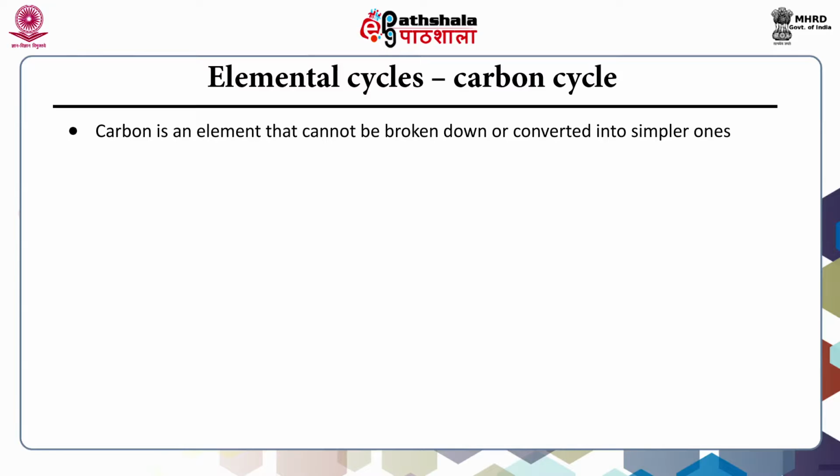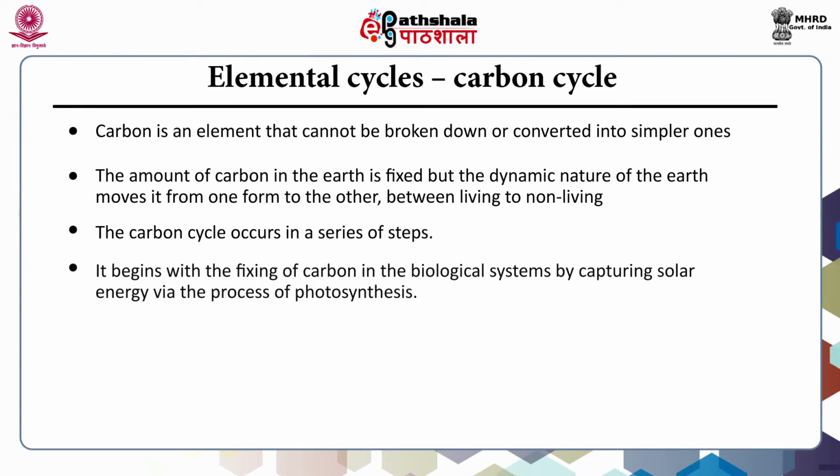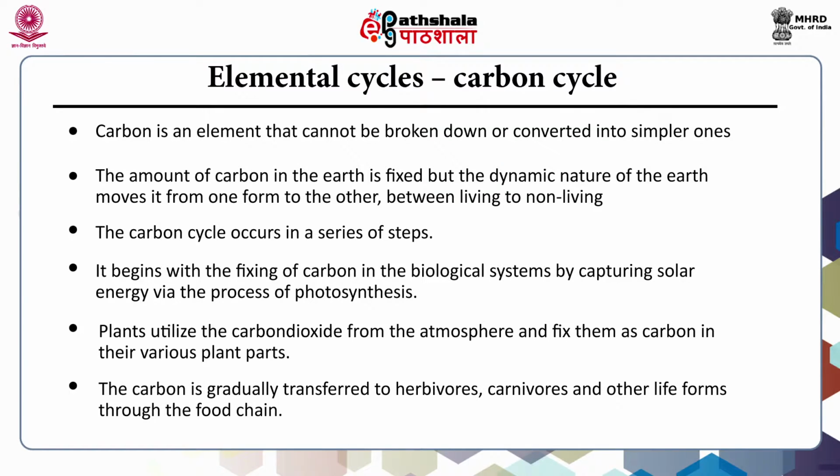Now, carbon is an element that cannot be broken down or converted into simpler ones. The amount of carbon on the earth is generally fixed, but the dynamic nature of the earth moves or cycles it from one form to another between the living and the non-living organisms. The carbon cycle occurs in a series of steps. It begins with the fixing of carbon in the biological system through capture of solar energy via photosynthesis. The plants utilize the carbon dioxide from the atmosphere and fix it as carbon in their various plant parts. Carbon is gradually transferred from herbivores to carnivores and other life forms through the food chain.